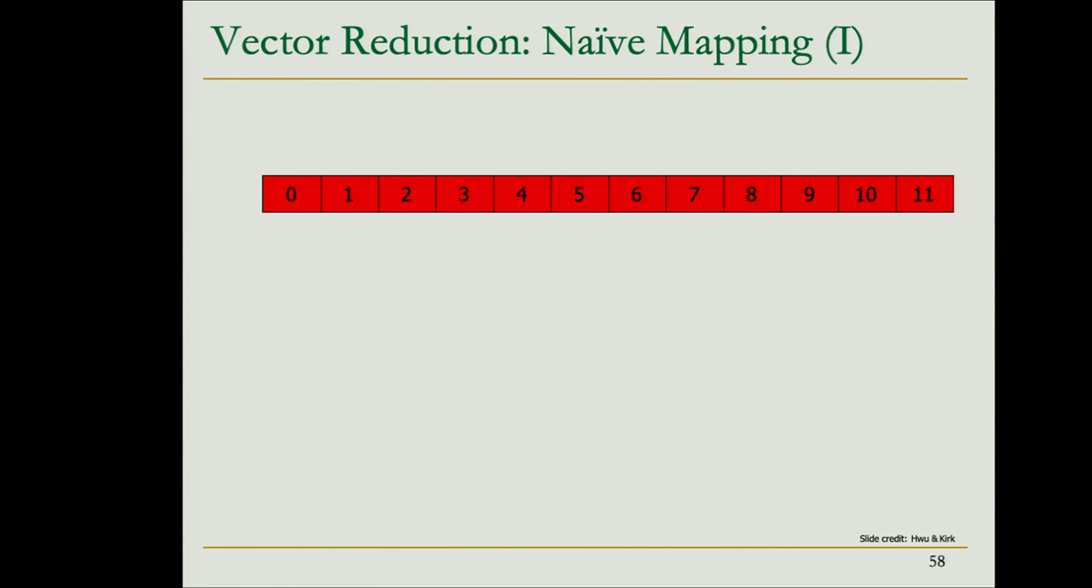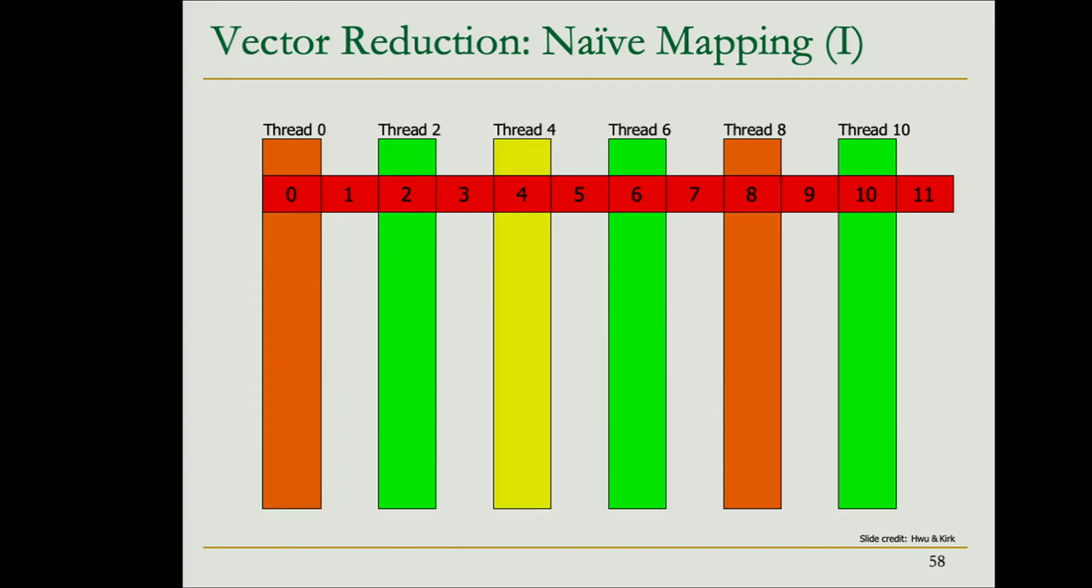You might know that for vector reduction on a parallel machine, what we typically do is what is called a tree-based approach. Essentially, there are several steps, log n steps, n being the size of the array, and in each step I have one thread adding up two elements. For example, in my naive mapping, I have thread 0 adding elements 0 and 1, thread 2 adding elements 2 and 3, thread 4 adding elements 4 and 5, and so on.